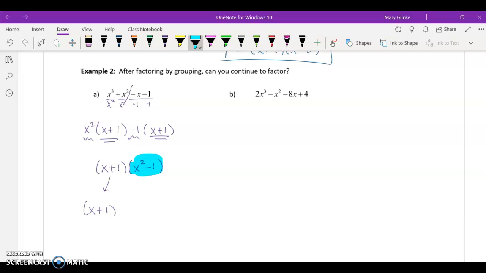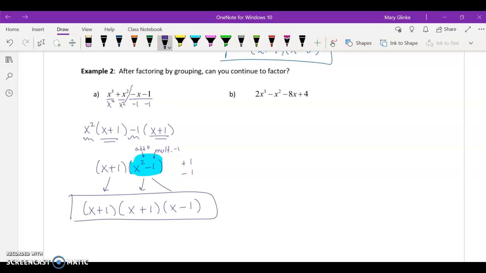But x squared minus 1, this actually continues to factor. So you can either use your square root property, the difference of two squares, or what you can do is say what multiplies to get -1 but adds to get 0. And when you get +1 and -1, you can write your answers as x plus 1 and x minus 1. All three of those then together would be our final answer for this one.